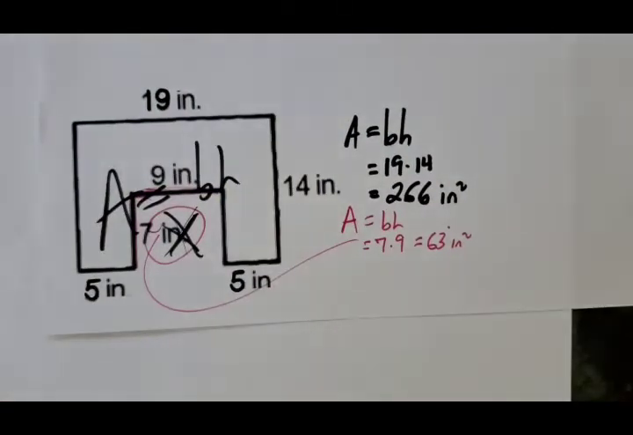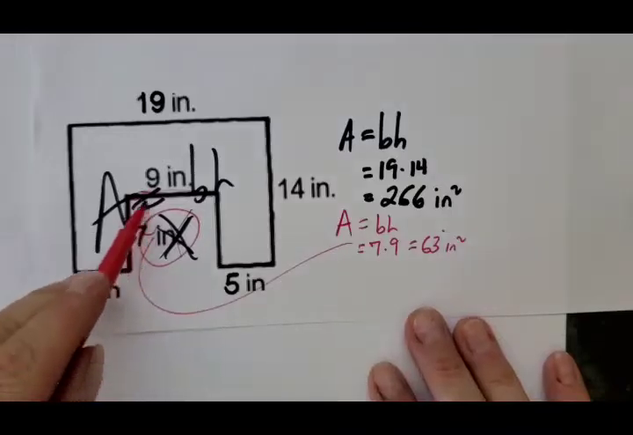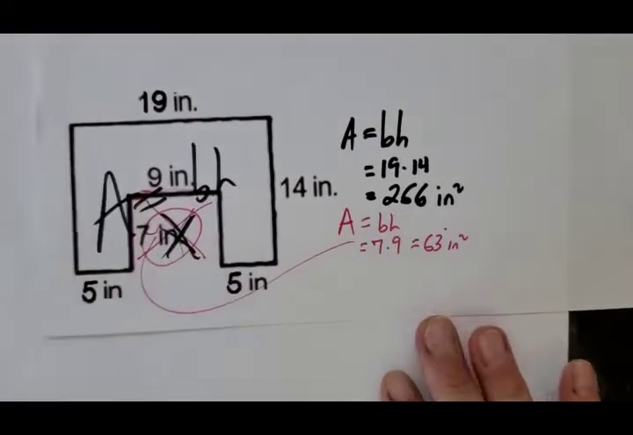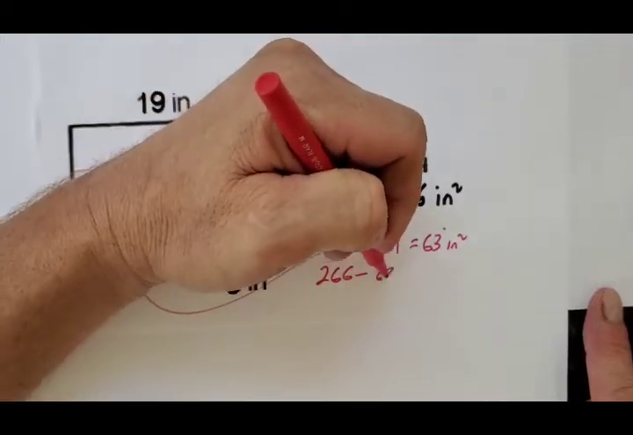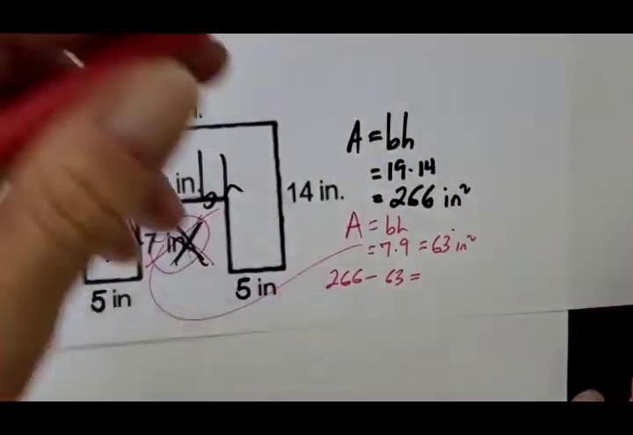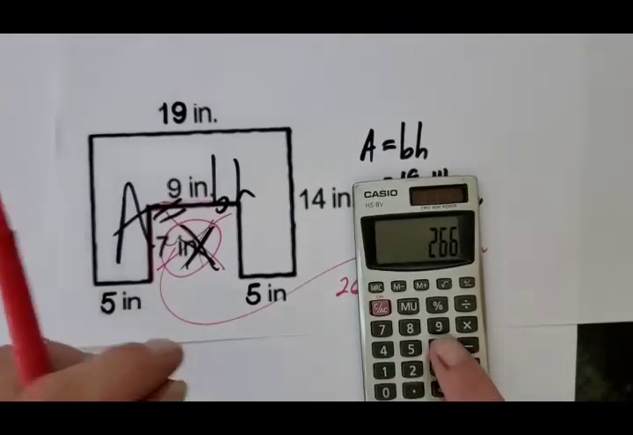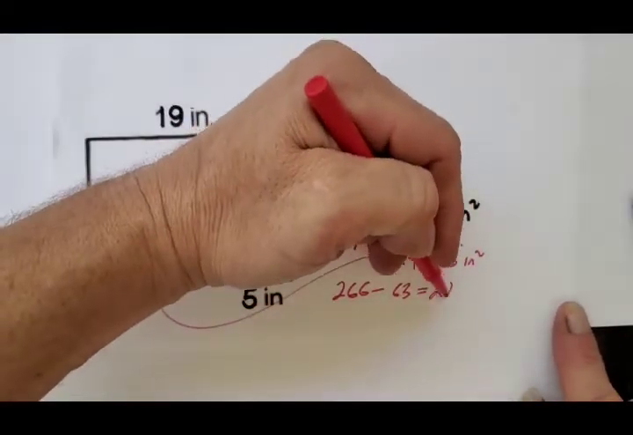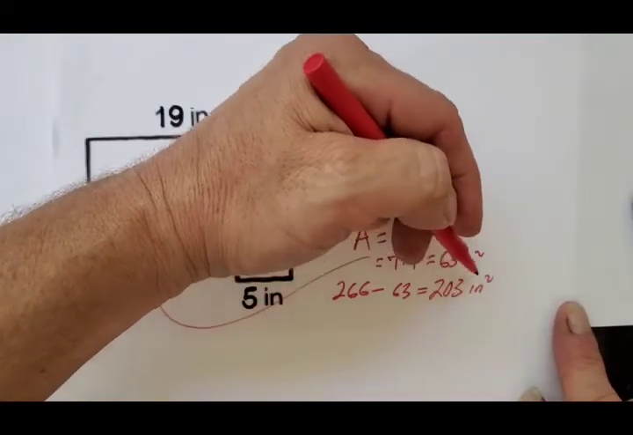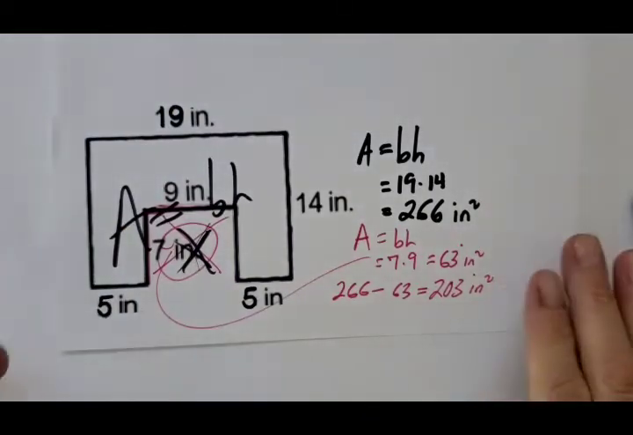All right, now we're almost done. We've got the overall area, 266. This part's cut out, that's 63. So in this case here, to find the final answer, we're going to take the two values, 266, we're going to subtract from it 63, and we will have an overall total answer of 203 square inches. Okay? All right. Let's move on to another one.